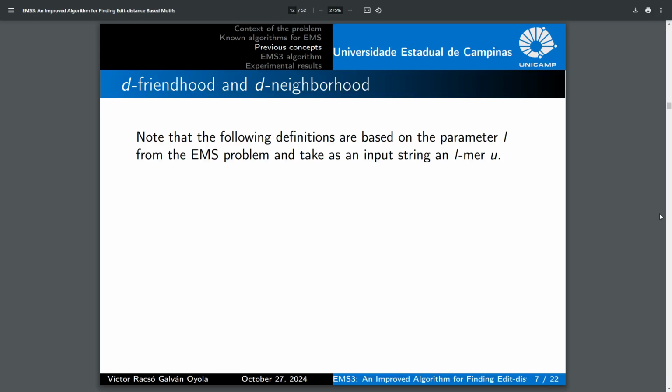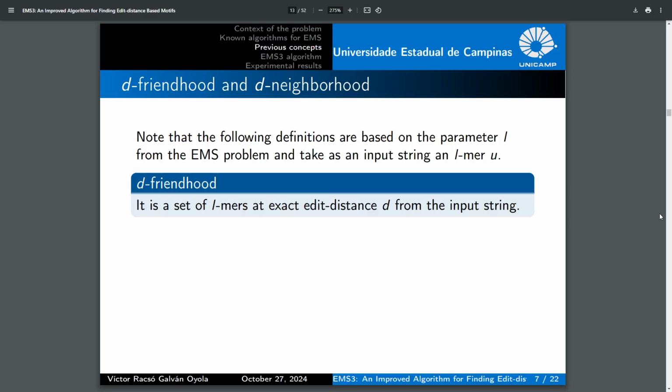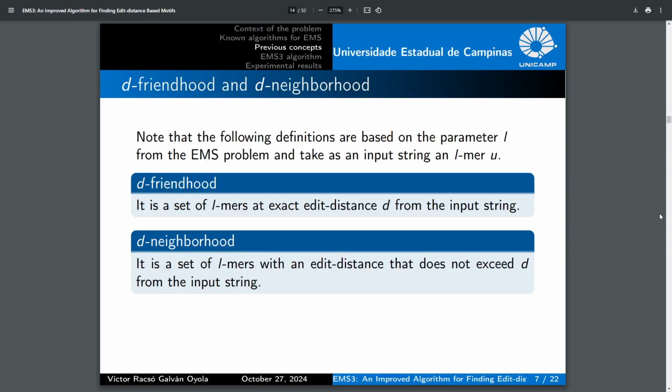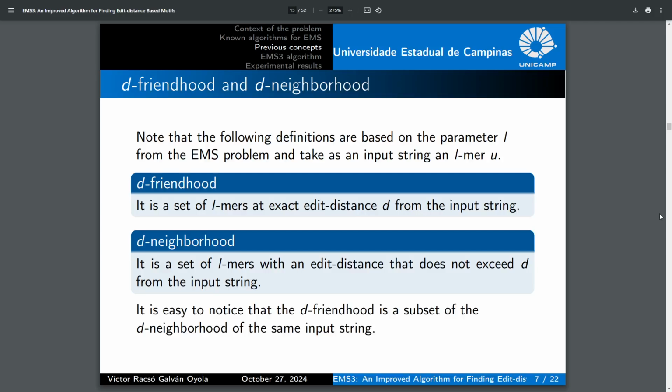Now we must define a D friendhood and a D neighborhood, which are related to the EMS1 and 2 algorithms. This is going to be based on the parameter L of the problem, and it's going to take an input string U, which is going to be an L-mer. A D friendhood is a set of L-mers which have an edit distance of exactly D from the input string. A neighborhood is very similar. It only means that it's going to take every element that doesn't exceed D on the edit distance. It's easy to see that the D neighborhood is a superset of the D friendhood.